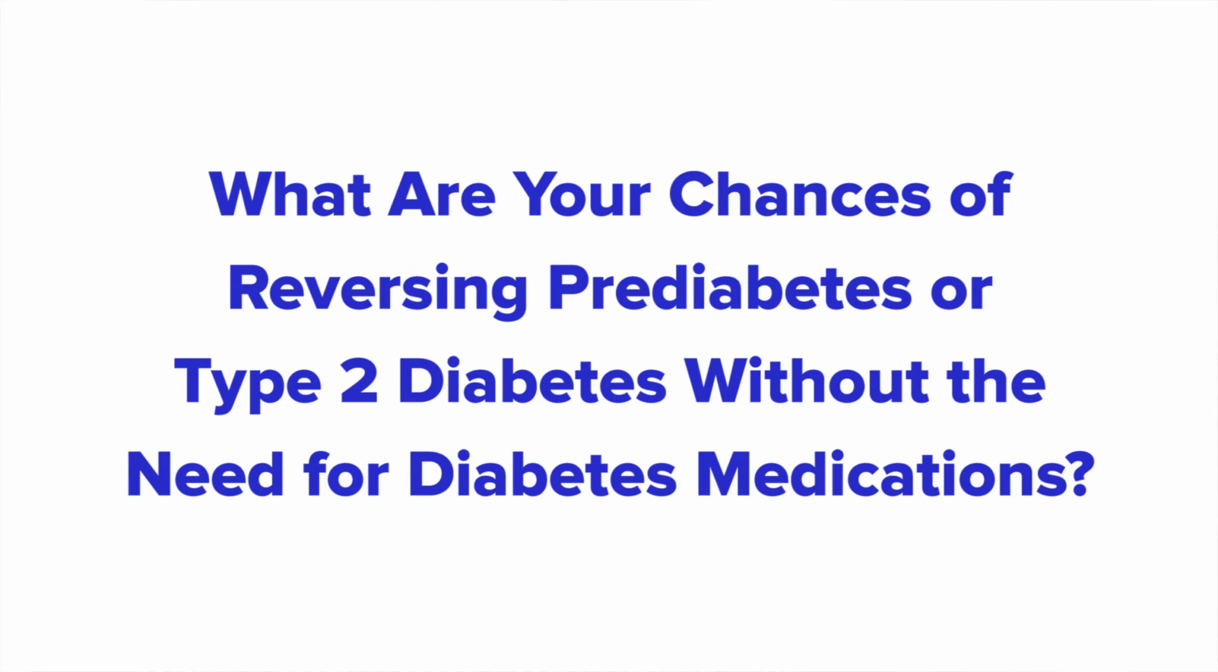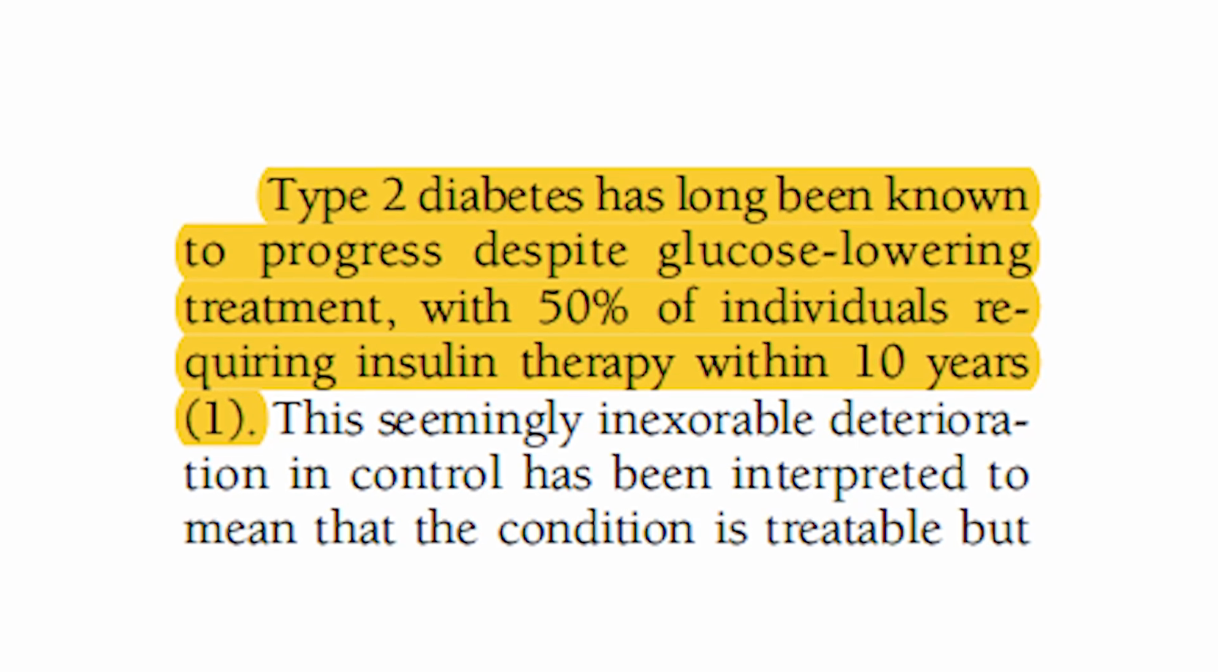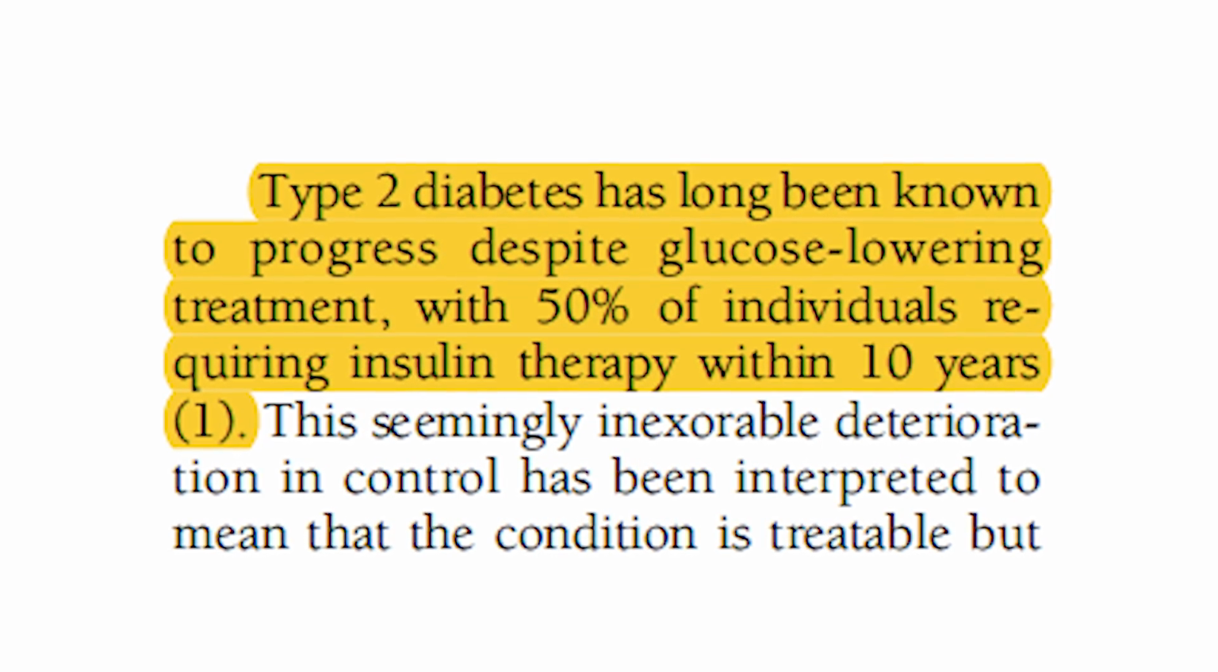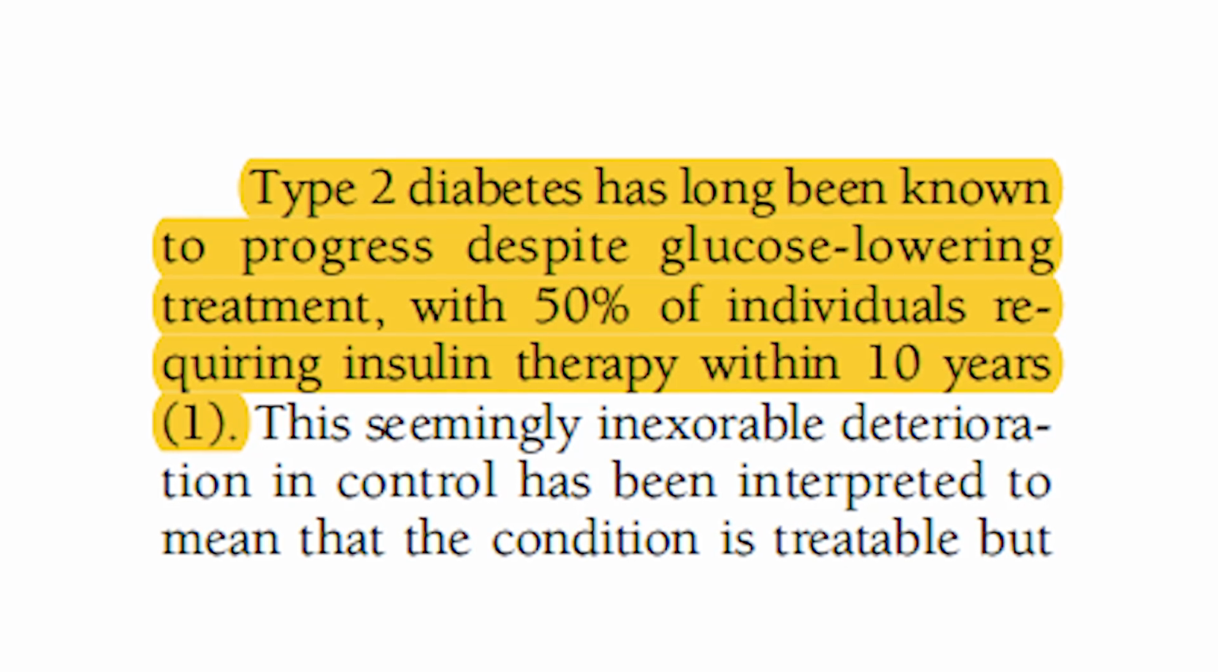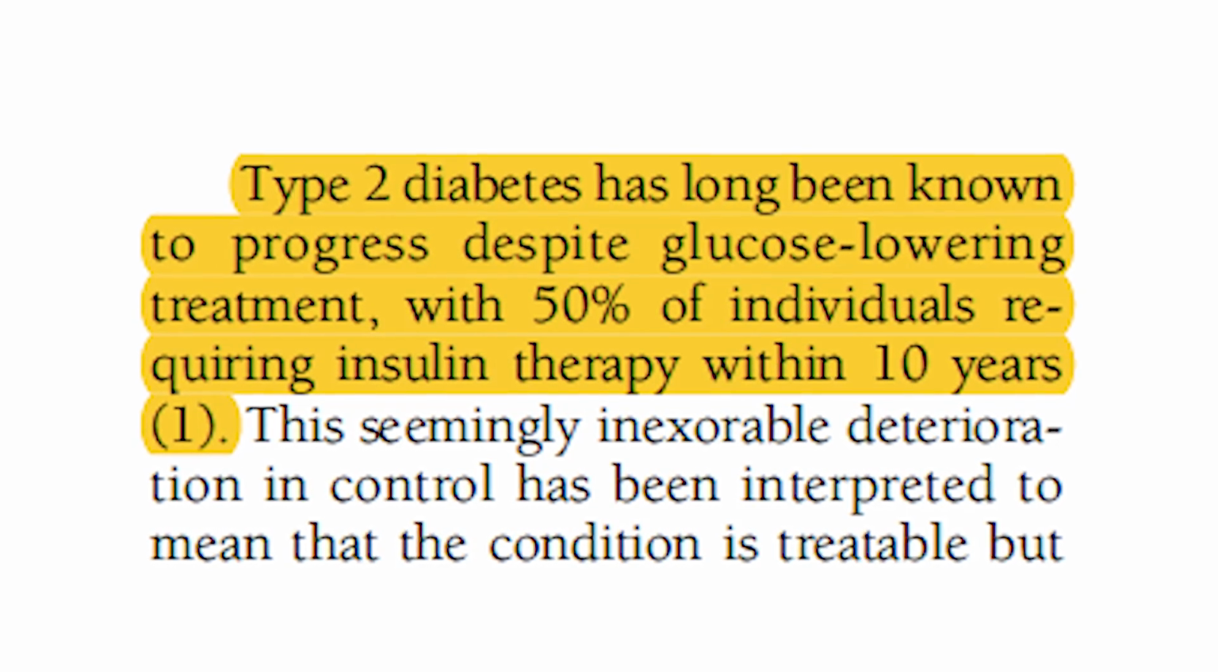Question number 4. What are your chances of reversing prediabetes or type 2 diabetes without the need for diabetes medications? Using conventional treatment, type 2 diabetes is a progressive disease in which approximately 50% of individuals require insulin therapy within 10 years of diagnosis. This results from insulin resistance, the deterioration of beta cell function, and reduced insulin secretion over time.